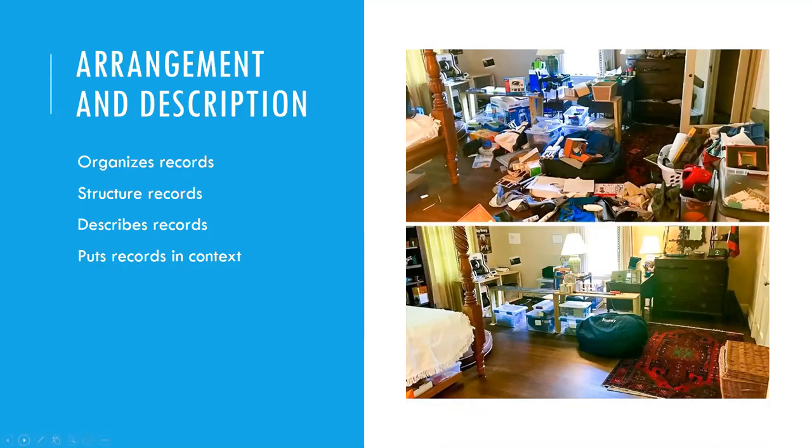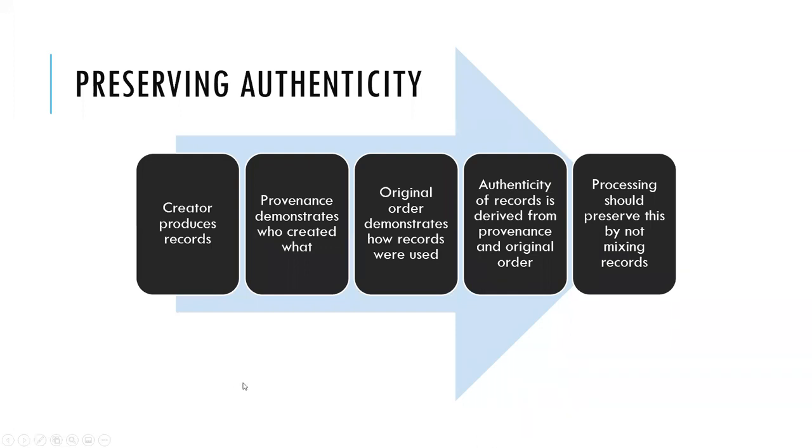So a couple of other things that arrangement and description does is it works to preserve and support authenticity. This is something that especially the McNeil article that we read for this week talks about. Authenticity oftentimes is linked to the idea of provenance. According to the McNeil article on page 271, provenance states that records created by one creator should not be mixed with records of another creator.